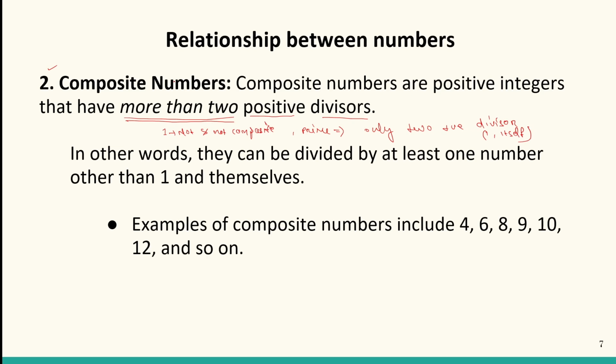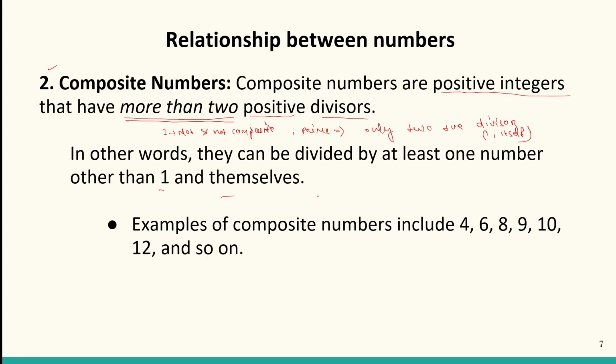Okay, so the two properties of composite numbers are that they have more than two positive divisors and are positive integers. Negative integers can't be called composite numbers. In other words, they can be divided by at least one number other than 1 and themselves. Only if a number is divisible by just 1 and itself is it prime. But if at least one more number divides it with a remainder of 0, then we call it a composite number.